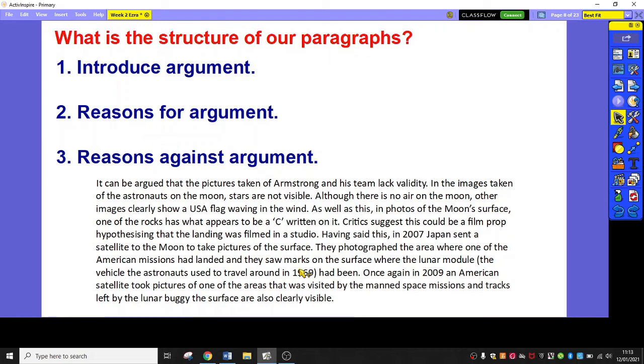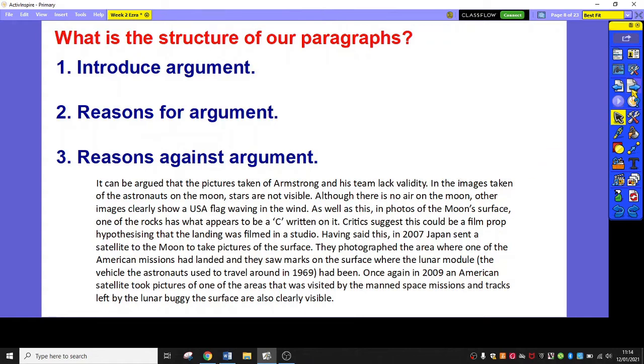So again, what is the structure of this paragraph? Well, I'm introducing the argument. I'm saying some things that agree with that point of view, and then I'm saying some things that go against that point of view. So within this paragraph, I'm saying that the lunar landings were fake. There were pictures that lack validity. That's my argument. I'm saying here are the pictures that lack validity. So no stars, flying flag, and the C written on the rock. And then I'm saying reasons against. I'm saying that Japan took photos and you could see where the lunar module landed, and America took photos and you could see actual tyre tracks. That is the gist of my paragraph.